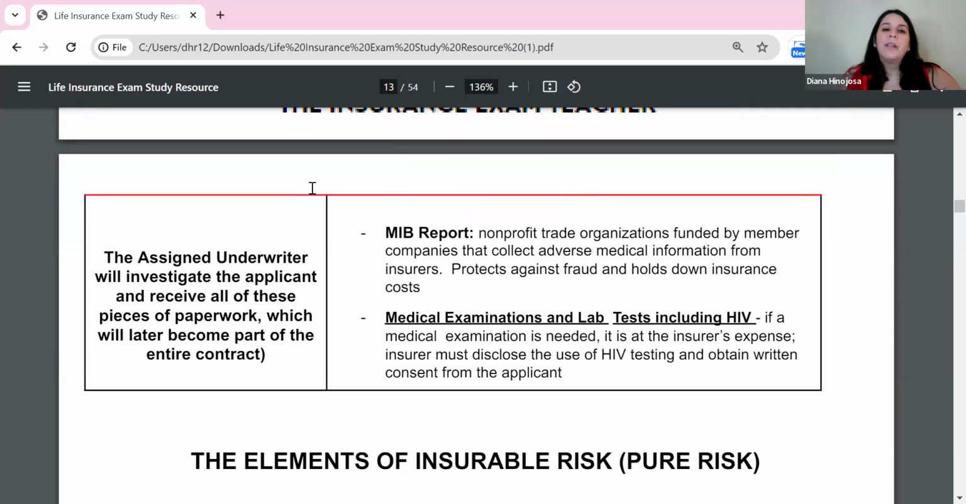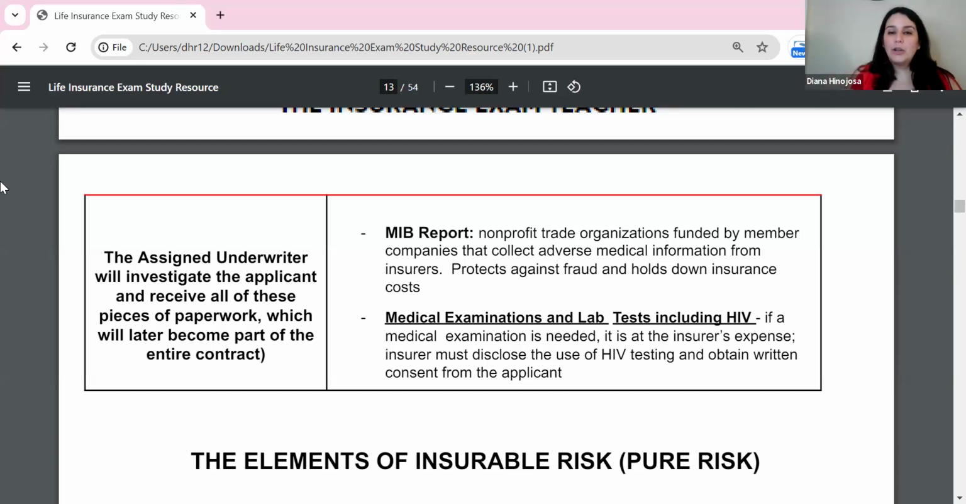The MIB report, the Medical Information Bureau report, this report has anything and everything that somebody has done medically over the past couple of years in their lifetime. I believe it goes up to about 20 to 25 years. So this right here is more than enough information to help us make a decision about the customer based on their health.